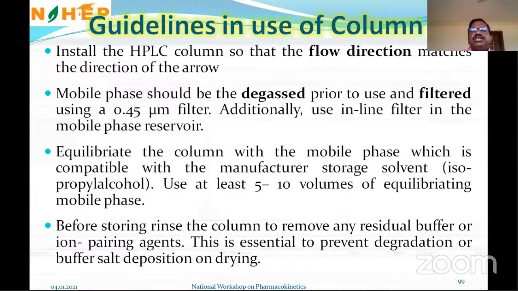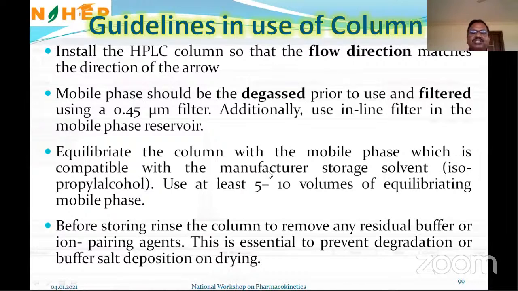Then coming to the guidelines in the use of a column. Install the HPLC column so that the flow direction matches the direction of the arrow. The mobile phase should be degassed prior to use, and it should be filtered through a 0.5 micron filter. Even if you use online filters, before keeping the mobile phase in the mobile phase storage, we have to filter it and equilibrate the column with a mobile phase which is compatible with the manufacturer's storage solvent.